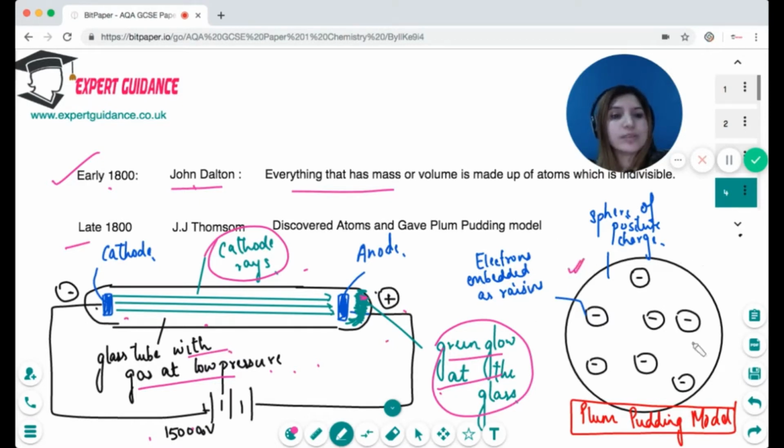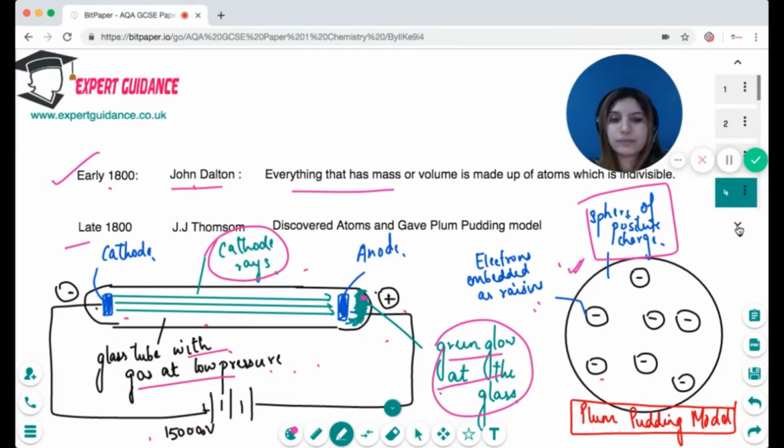Now, what was this plum pudding model? This plum pudding model says that atom is a sphere of the positive charge. The positive charge is equally distributed, and in this sphere of the positive charge, the electrons are embedded like raisins, and according to him, the electrons and the positive charge were equal, therefore the atom is neutral.